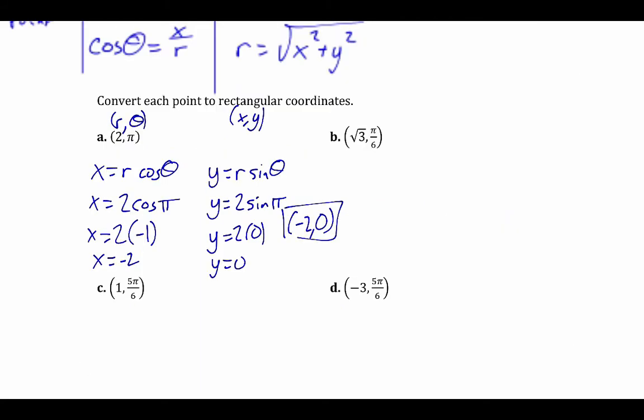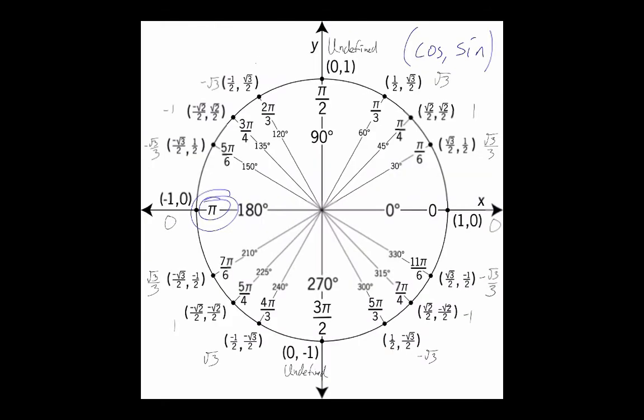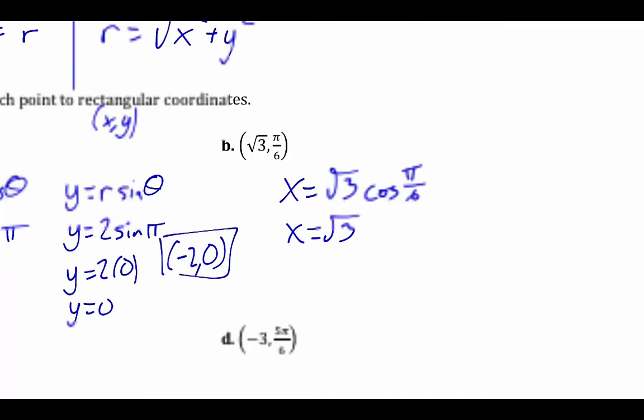Let's try another one together, and I'll encourage you to do the last two on your own. Going with the x coordinate, we got x equals radius, square root of 3, times the cosine of pi over 6. So x equals the square root of 3 times the cosine of pi over 6. Again to the unit circle, pi over 6, right here, cosine, square root of 3 over 2.